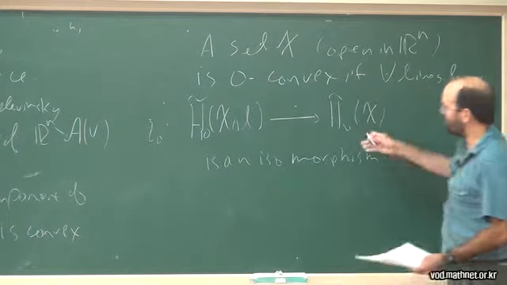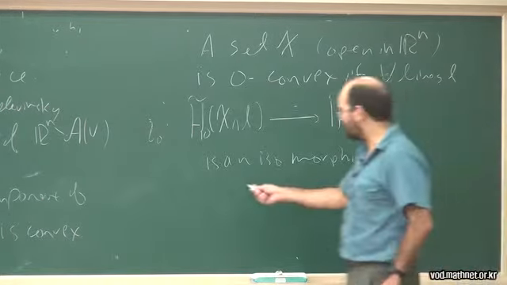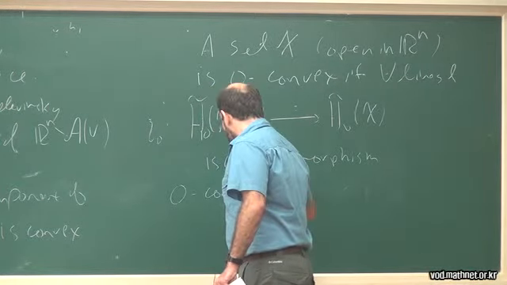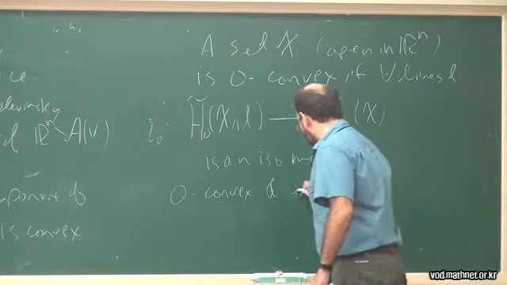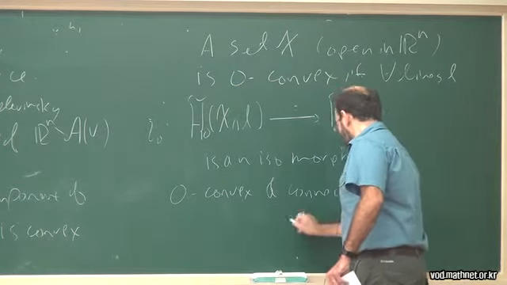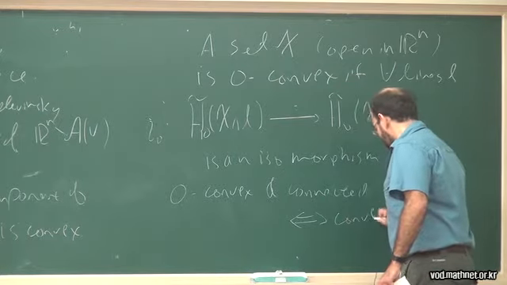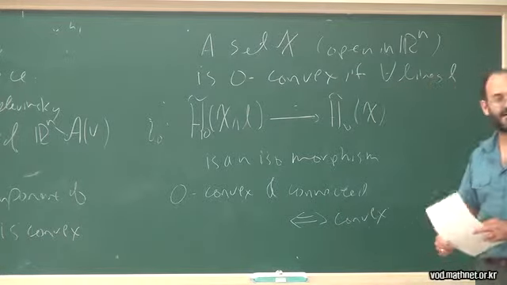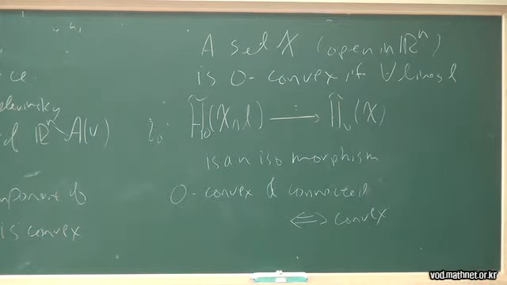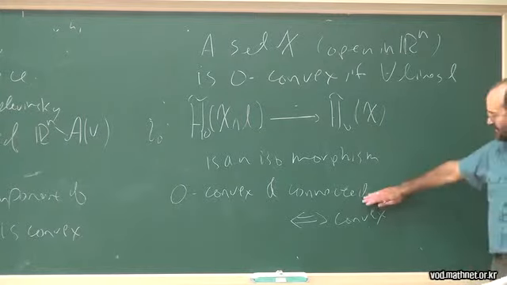So I should connect this up to what we mean by normally convex. And the point is, 0-convex and connected implies it's the same thing as convex. So a 0-convex set is a union of convex sets. Disjoint. Yes? Disjoint union, yes. That's what this is supposed to help.